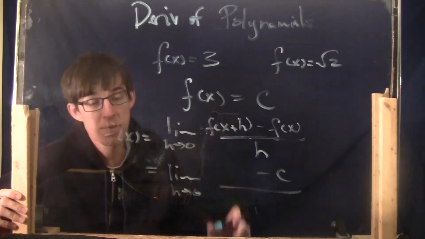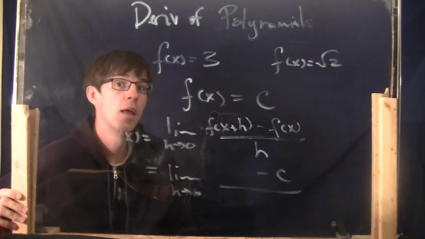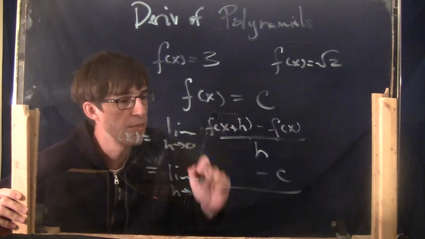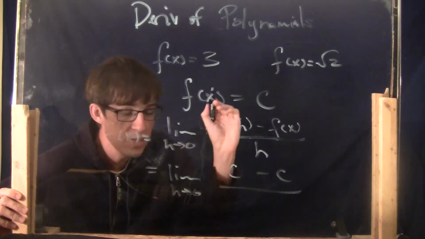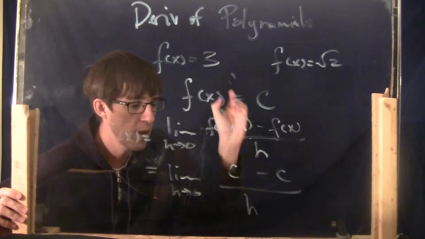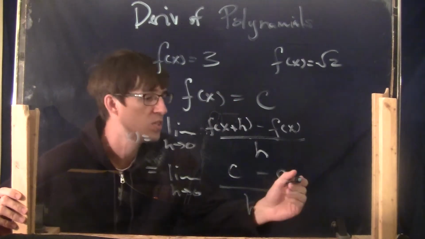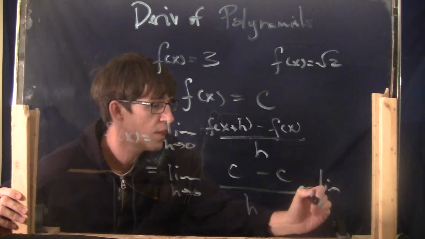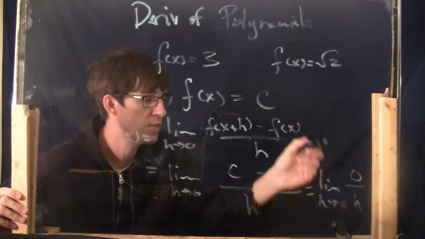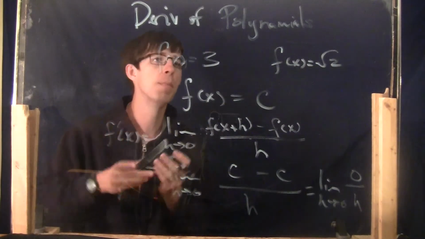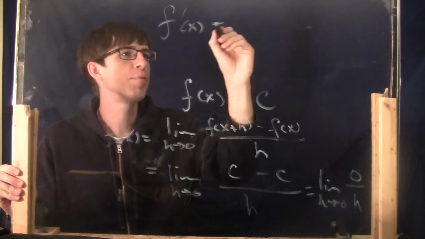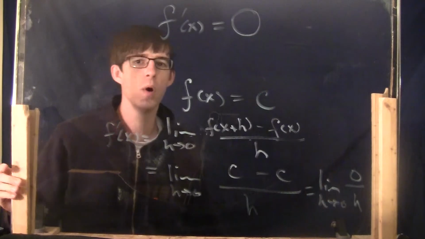What about f of x plus h? It's a little strange, but I said no matter what you plug in, the answer is always c. That means this here, f of x plus h, is c. If you plug in x plus h, the answer is always c, all right? Divided by h, of course, but c minus c up top is 0. So what you have here is the limit of 0 over h. 0 divided by h is 0, and so this is 0. So the derivative f prime of x is 0, all right?